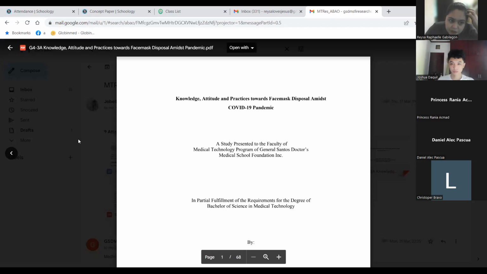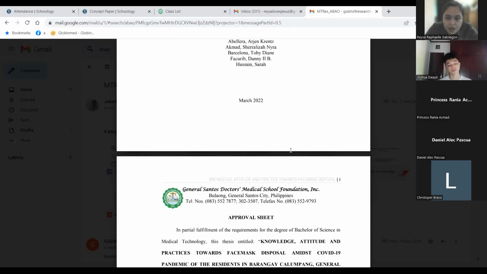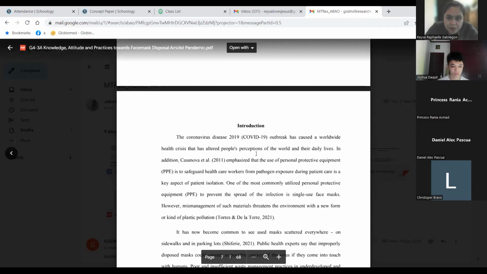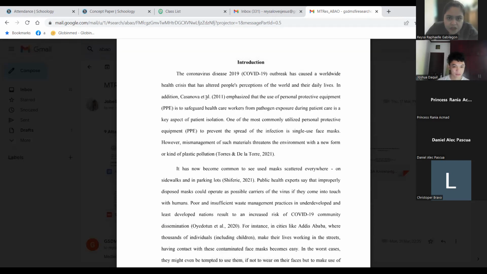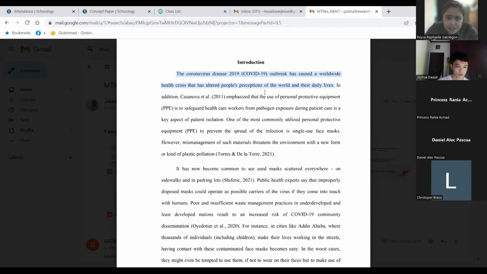Ito, this is another quantitative descriptive research. Itong sinabi ko sa inyo last time. It's CAP towards face mask disposal amidst COVID-19. Again, let's skip the preliminaries. For the introduction, this still uses an assertion beginning. As you can see, the corona disease 2019 outbreak has caused a worldwide health crisis that has altered people's perceptions of the world and their daily lives. That's the assertion of the researcher.